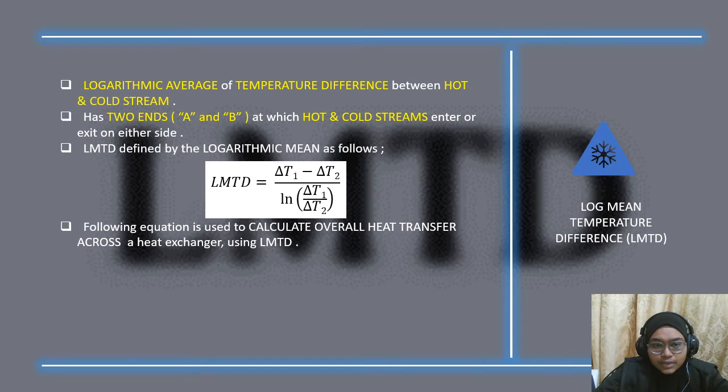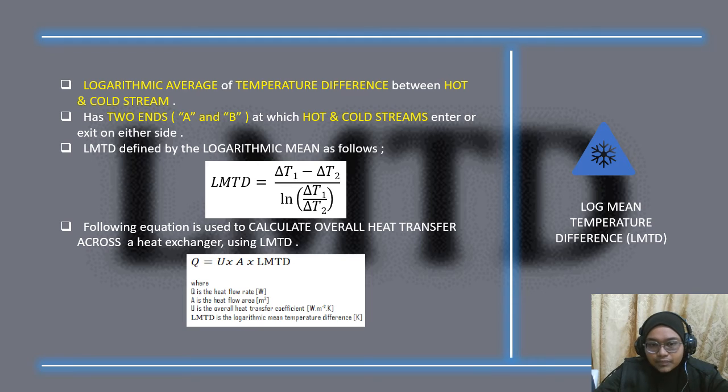The following equation is used to calculate the overall heat transfer across a heat exchanger using LMTD: Q equals U times A times LMTD. Here, Q stands for the overall heat transfer across the heat exchanger in watts, A is the heat exchange area, and U is the overall heat transfer coefficient in watts per Kelvin meter squared.